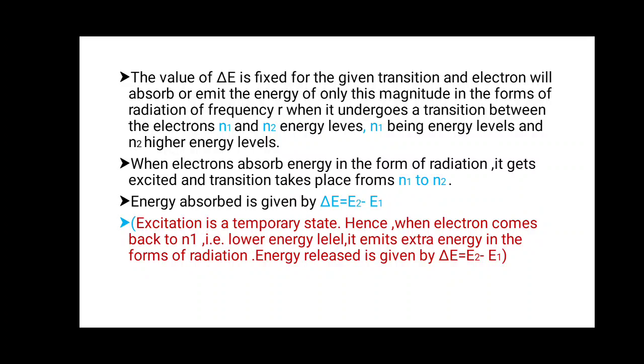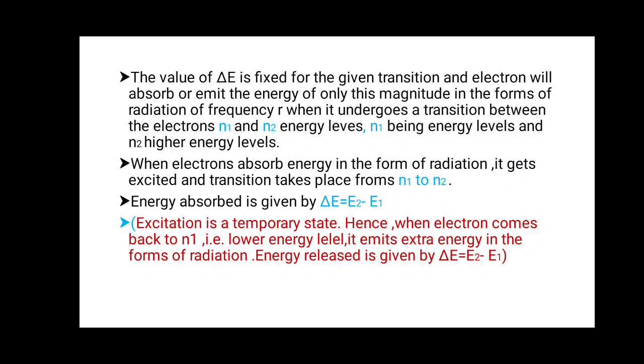An electron will absorb or emit energy of only this magnitude in the form of radiation of a frequency when it undergoes a transition between the n1 and n2 energy levels. That means a transition takes place between n1 and n2, where n1 is the lower energy level and n2 is the higher energy level. When an electron absorbs energy in the form of radiation, it gets excited.